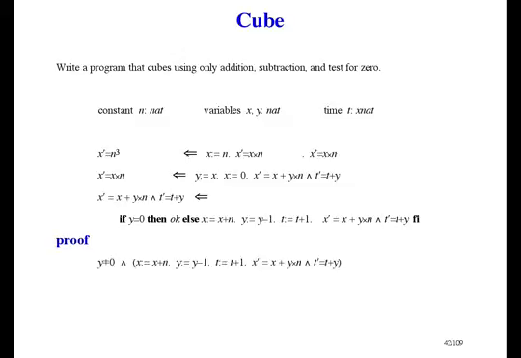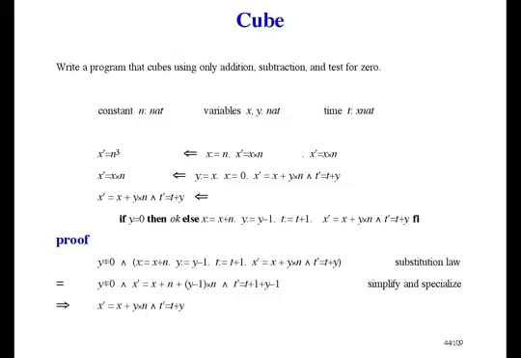The other case looks like this. We should use the substitution law 3 times, first replacing t with t plus 1, then replacing y with y minus 1, then replacing x with x plus n. Then we simplify and drop y unequal to 0, which didn't help us anyway, and we get the left side.